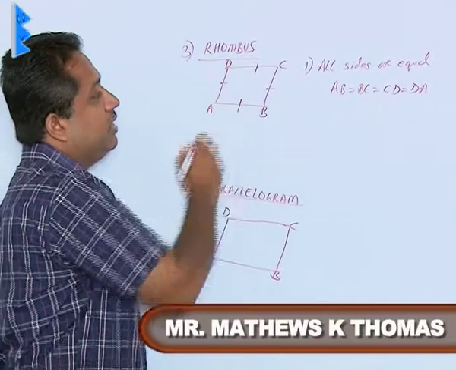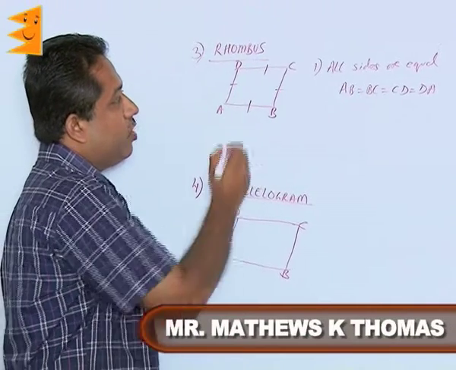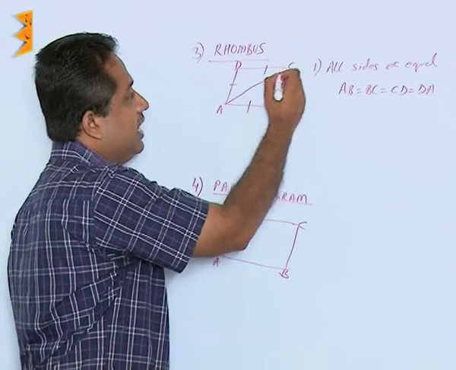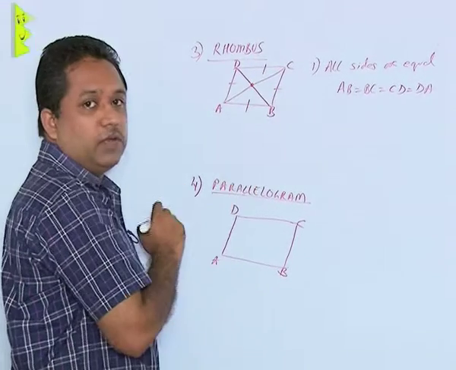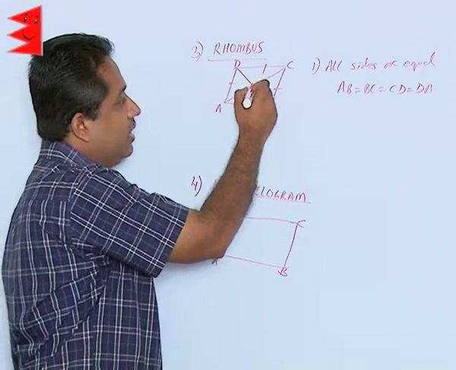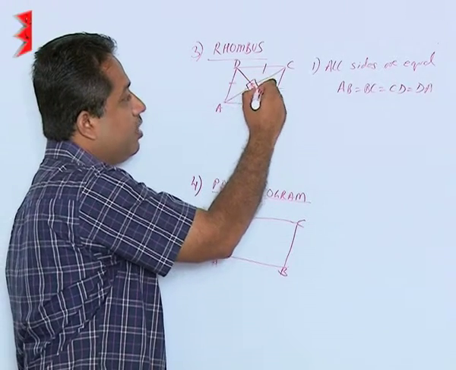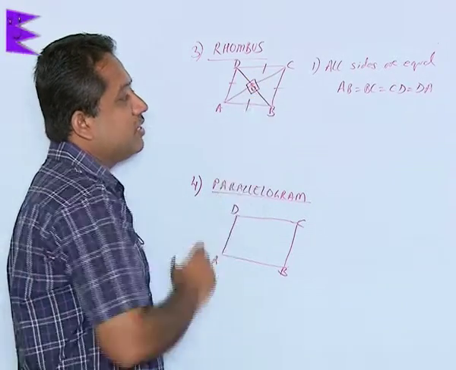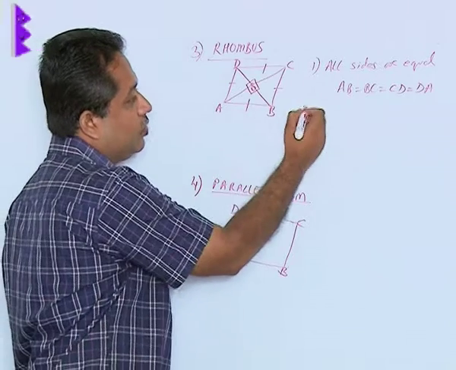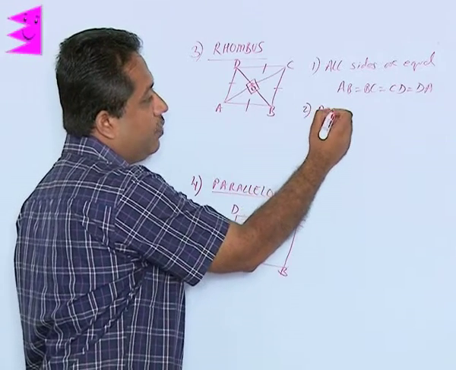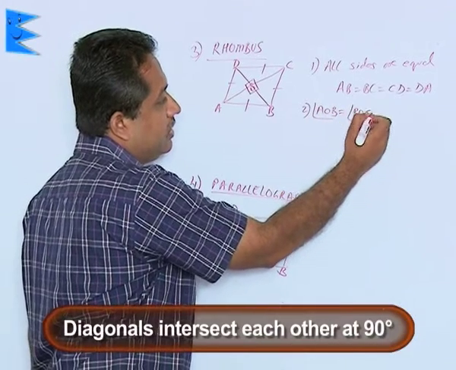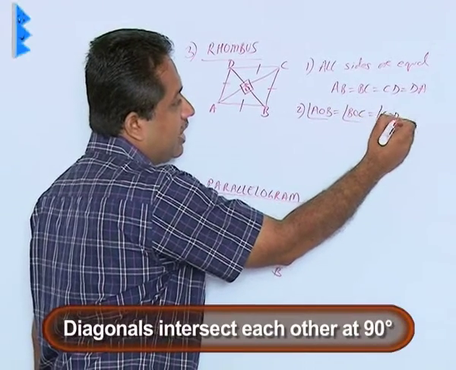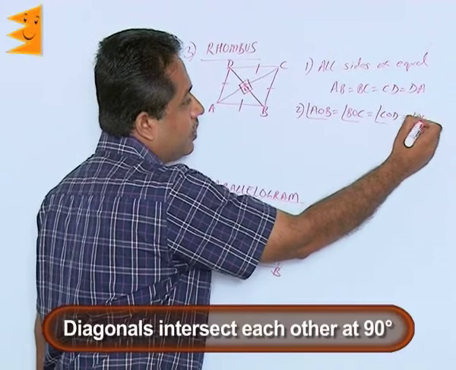Second property: if you observe in a rhombus, if I join the diagonals AC and BD, they are going to intersect, let us say at a point O, and like a square, they are also going to intersect each other at 90 degrees. So, here we can say the second property of a rhombus is that diagonals intersect each other at 90 degrees.